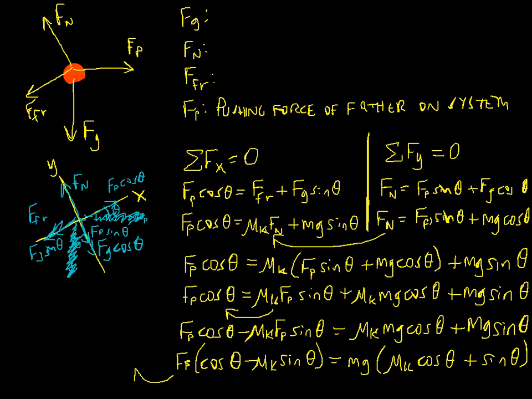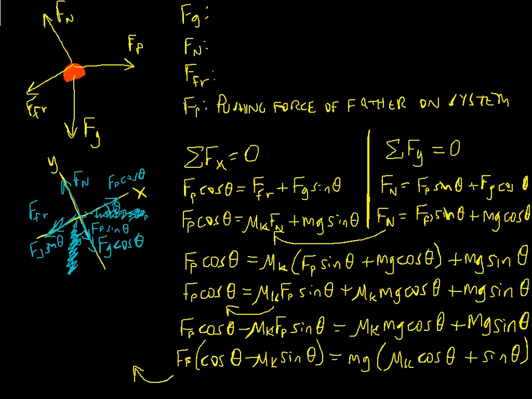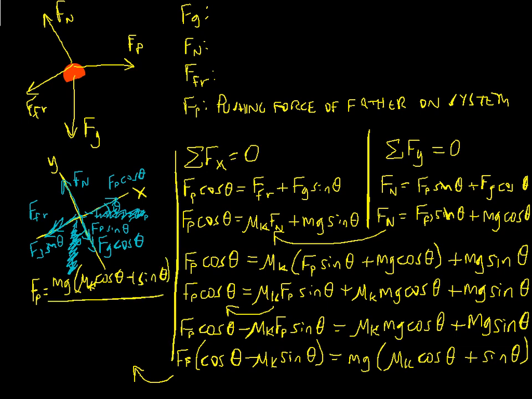So the final answer, which I'll bring up here, is that Fp is equal to mg times mu k cosine theta plus sine of theta, divided by cosine of theta minus mu k times the sine of theta.